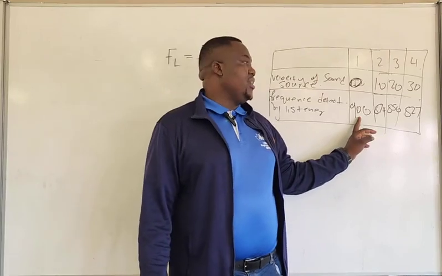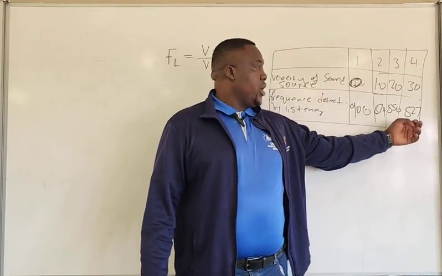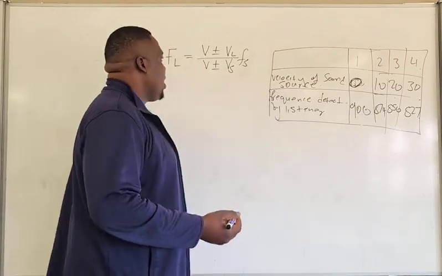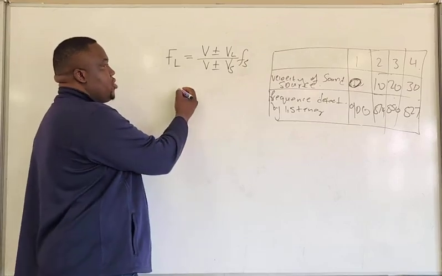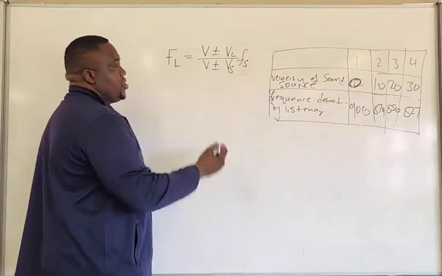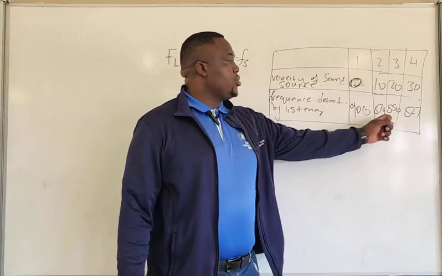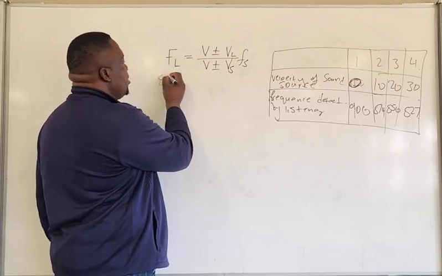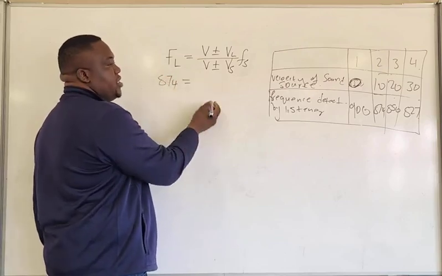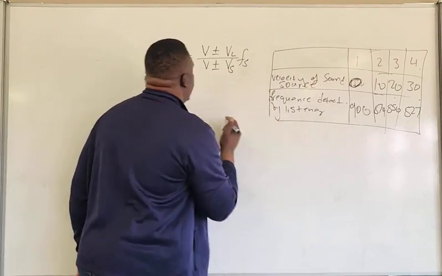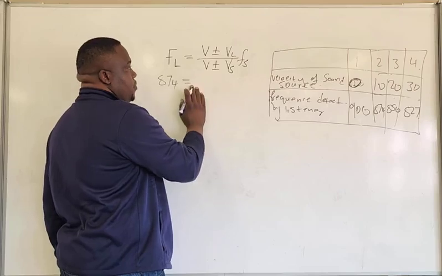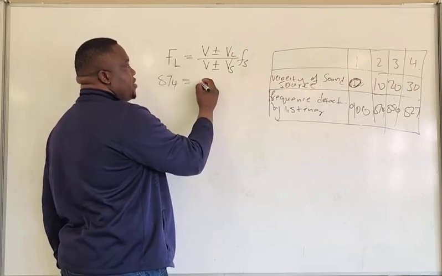Then the frequency of the listener, because it changed, we can choose any one and we will get the same answer. We can try and see if it is correct. Let's say I want to choose this one of 10. For 10, we've got 874. That is the frequency detected by the listener when you are here. Then we have the speed of sound.